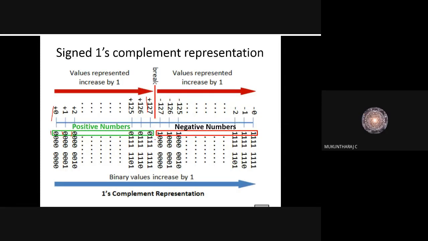How do I say it is a negative number? Here the MSB is 1. If you find the MSB as 1, that number is a negative number. That is the first point you should understand. Then, for finding the equivalent value, you need to take the ones complement of this particular value. For example, take this value alone. If you find its ones complement, you will get 127. The MSB is 1, so the sign is obviously minus, and the equivalent decimal value is 127. So we say it is minus 127. This is how you represent a signed number in ones complement form.